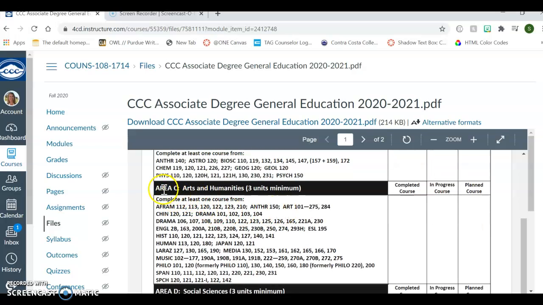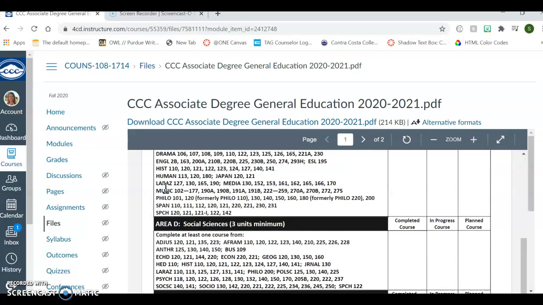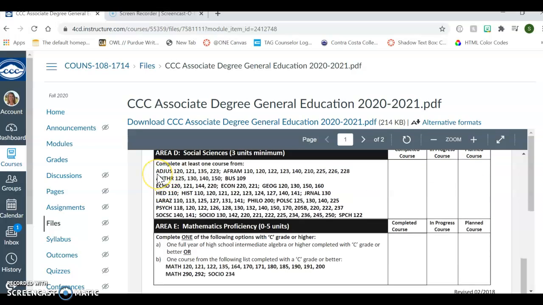Next, from Arts and Humanities, students are required to take one course from this list. You might notice here, if you take a look at the art, it says Art 101-275. That dash means any art course between the numbers 101 and 275. Believe me, y'all, there are a lot of them. So you have a lot of options to fulfill the Arts and Humanities requirement for Contra Costa College. Next is Social Sciences. Not quite as many courses as the Arts and Humanities, but still a lot. So a lot of courses here that meet that requirement.